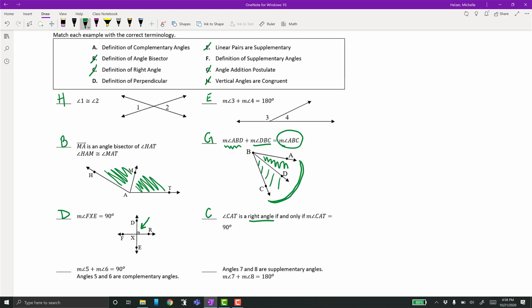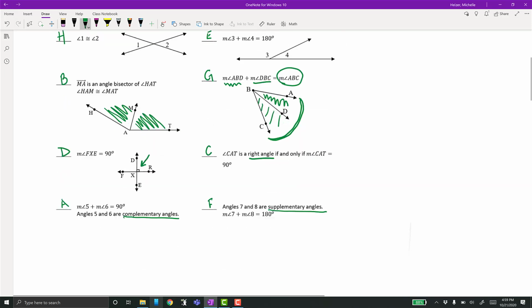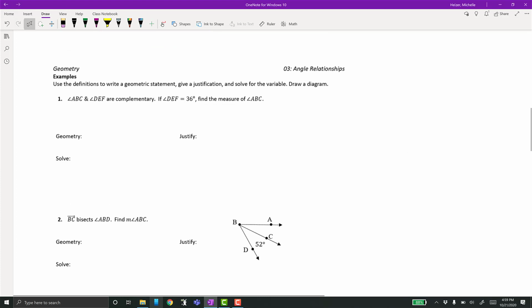Last one on the left, it tells me these are complementary. So complementary angles. And then last one on the right has that word supplementary. So supplementary means that they equal 180. So that's just a little bit of a review of your terminology and definitions. We will be using these a lot for the next week or so. So let's see how these play into our examples and what we're going to be doing in geometry.